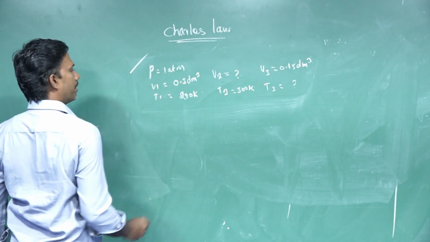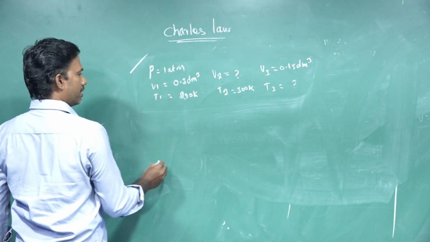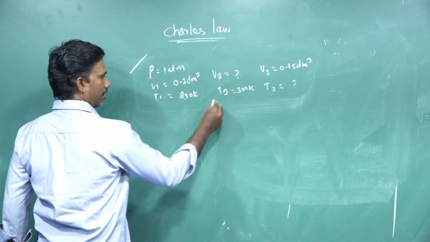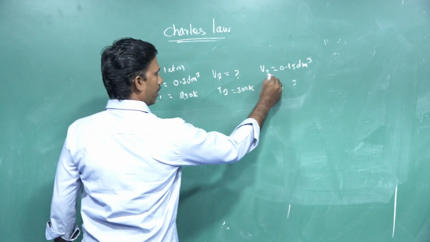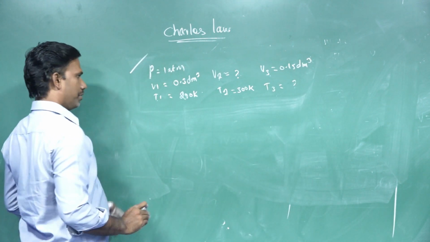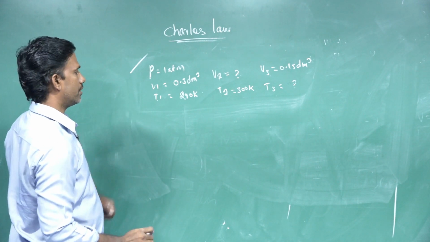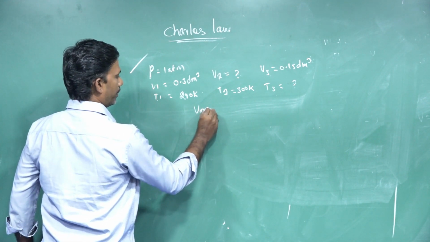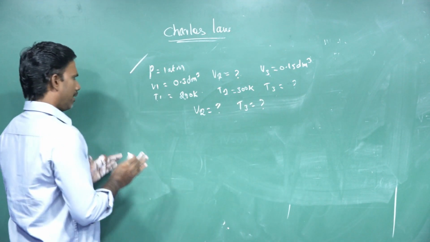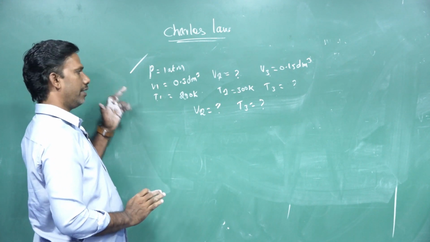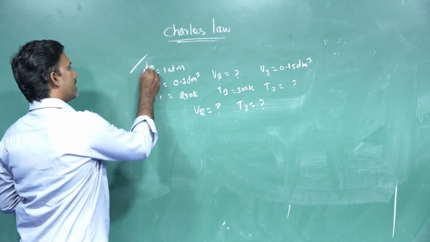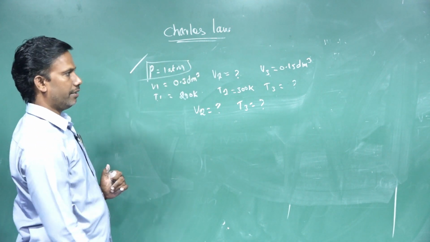At constant pressure of 1 atmosphere, V1 equals 0.3 decimeter cube, T1 equals 200 Kelvin, V2 we don't know and need to find, T2 is given as 300 Kelvin, V3 is 0.15 decimeter cube, T3 is what? Here, if you see the data, two questions are asked. We need to find the V2 value and then the T3 value. Looking at this problem, volume and temperature are provided at constant pressure.